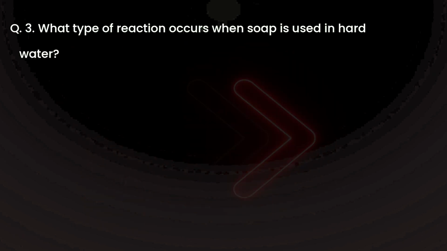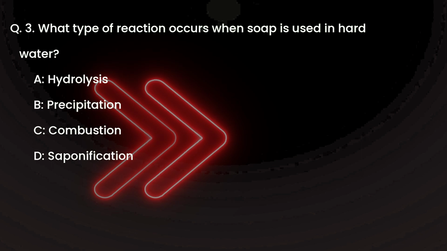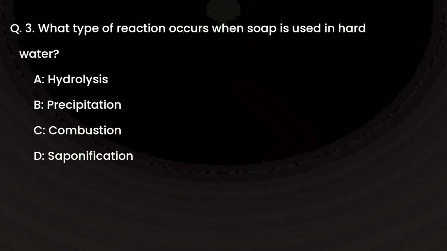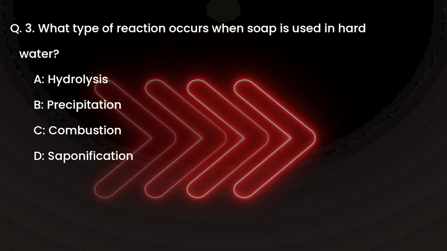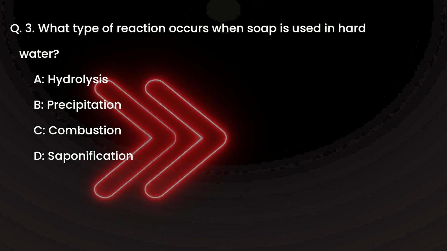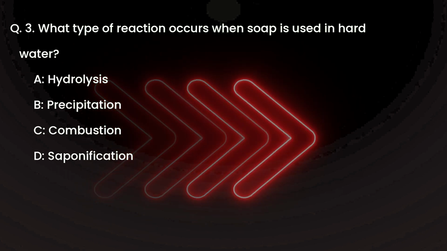Question 3. What type of reaction occurs when soap is used in hard water? Option A. Hydrolysis. Option B. Precipitation. Option C. Combustion. Option D. Saponification. You have 5 seconds to answer the question.